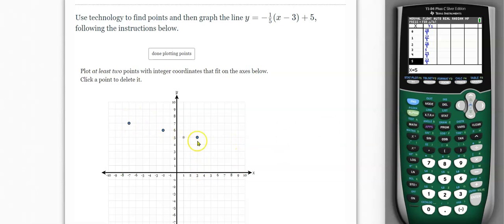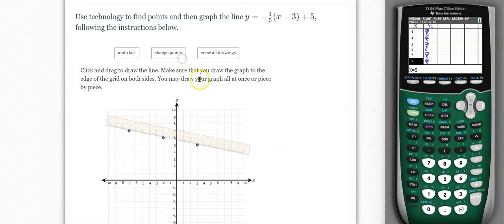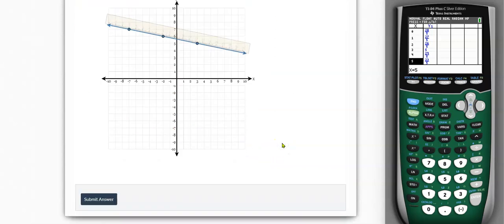I see that it's a nice straight line here. So I'm going to be done plotting my points. I'm going to put my mouse next to the ruler. Make sure I don't cross the ruler. And there we go.